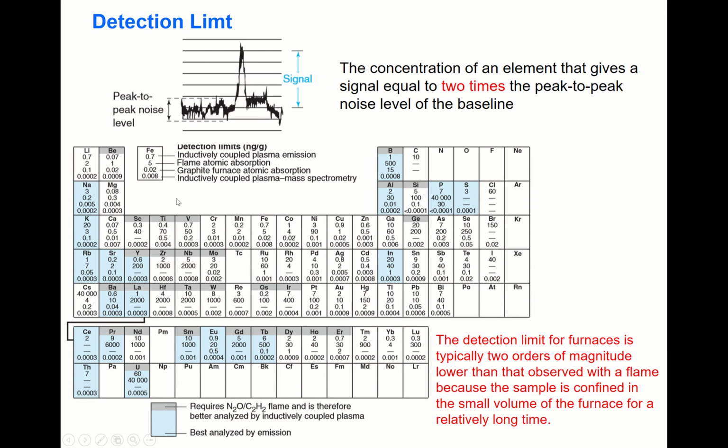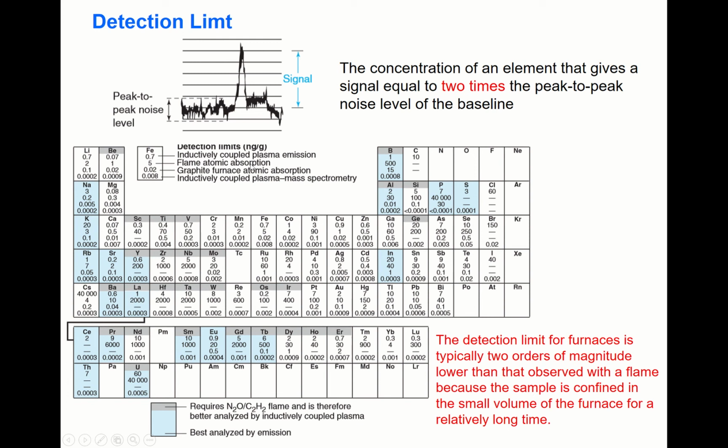Here, how to read these values. For example, iron has four numbers: 1, 2, 3, 4. The first one is inductively coupled plasma emission. That's the detection limit. The unit is nanogram per gram. Nanogram per gram is what? That's the ppb. And the second one is flame atomic absorption.